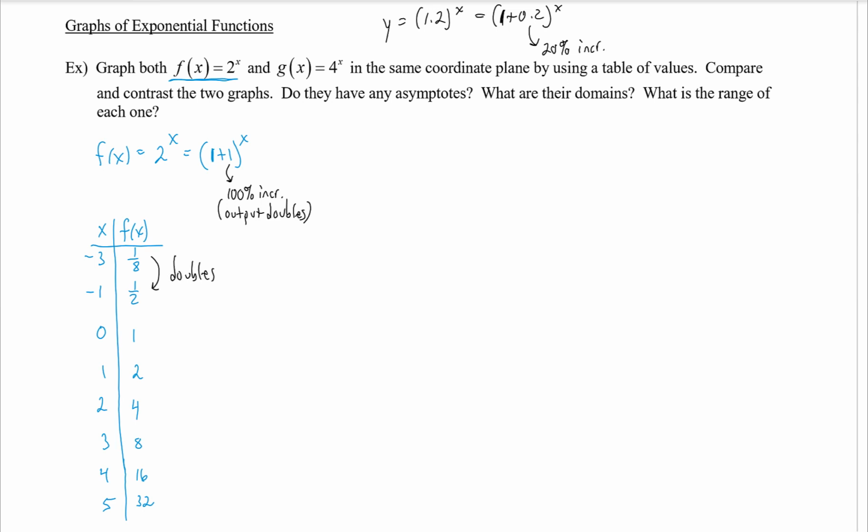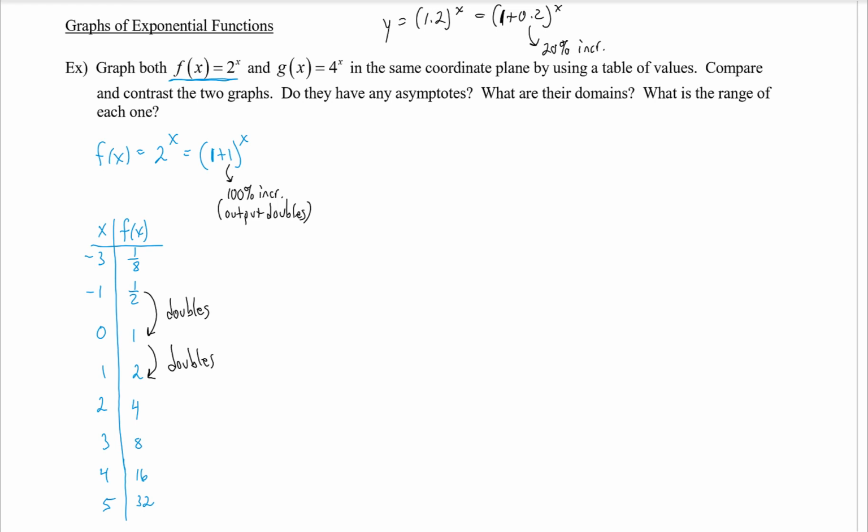1/8 plus 1/8 is 2/8. Oh, wait, that's not fair. I went from negative 3 to negative 1. I jumped a little bit, didn't I? So let's try that again. So right here to here, that doubles. 0 to 1, that should double. 1 to 2, that should double, right? So 1 times 2 is 2. 2 times 2 is 4.